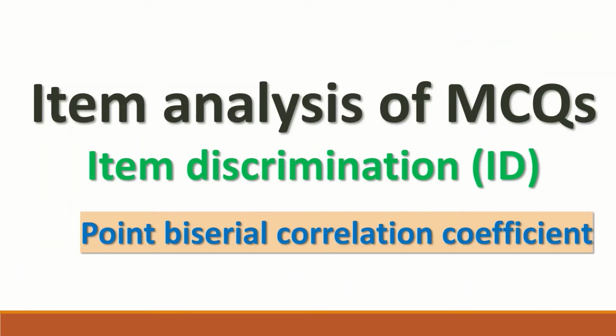Another component of the item analysis of multiple choice questions is item discrimination, which determines whether the item or the question can discriminate between high performing students and low performing students. The analysis is based on statistical calculation using the point-biserial correlation coefficient.